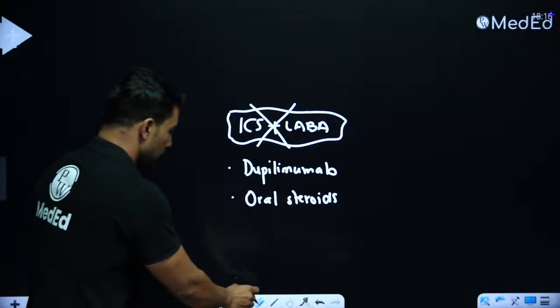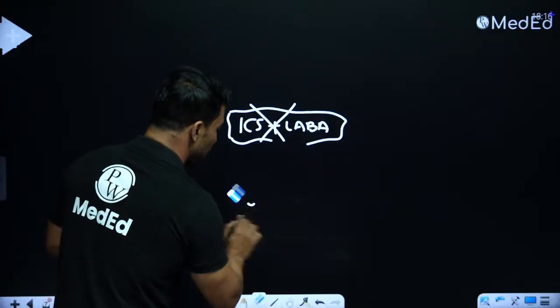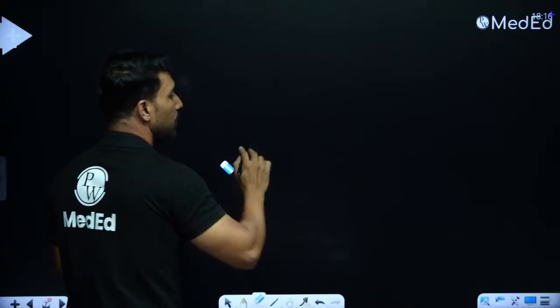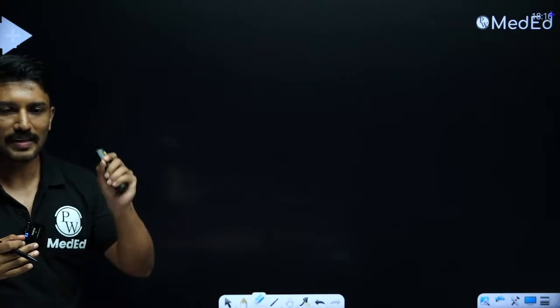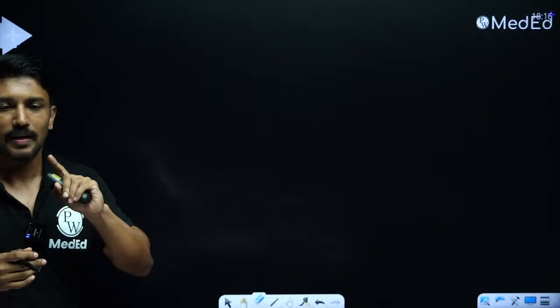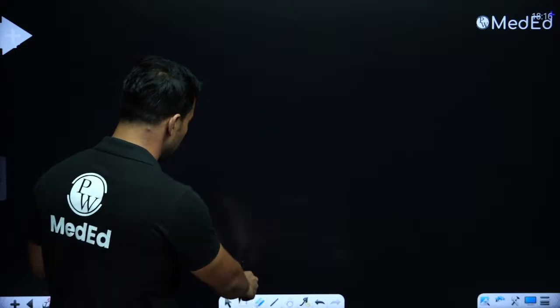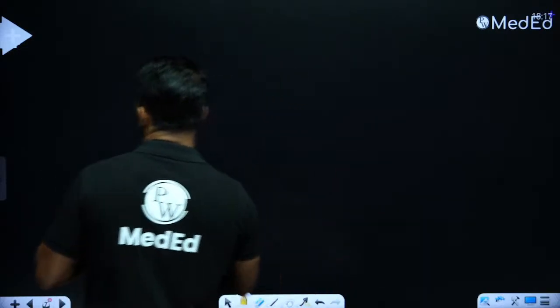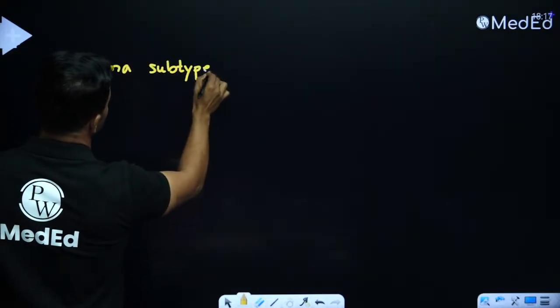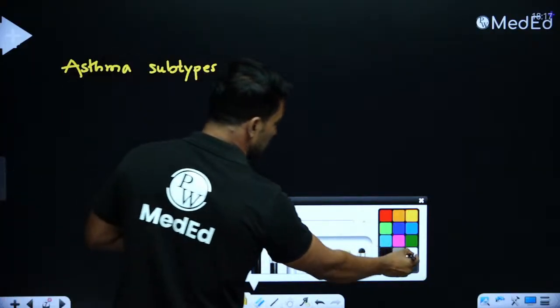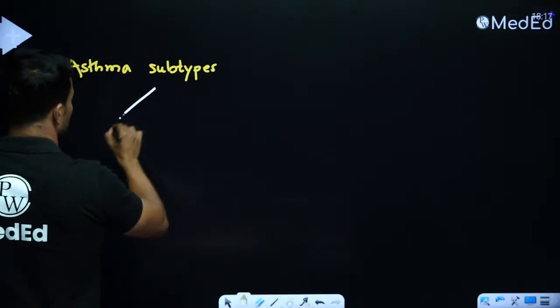So again, to answer these kinds of questions, we also need to know, once we have diagnosed it as asthma, the story is not over. There are two types of asthma, type 2 and non-type 2 asthma. So the extra point you need to know about asthma is asthma subtypes. We'll classify asthma into two major types.